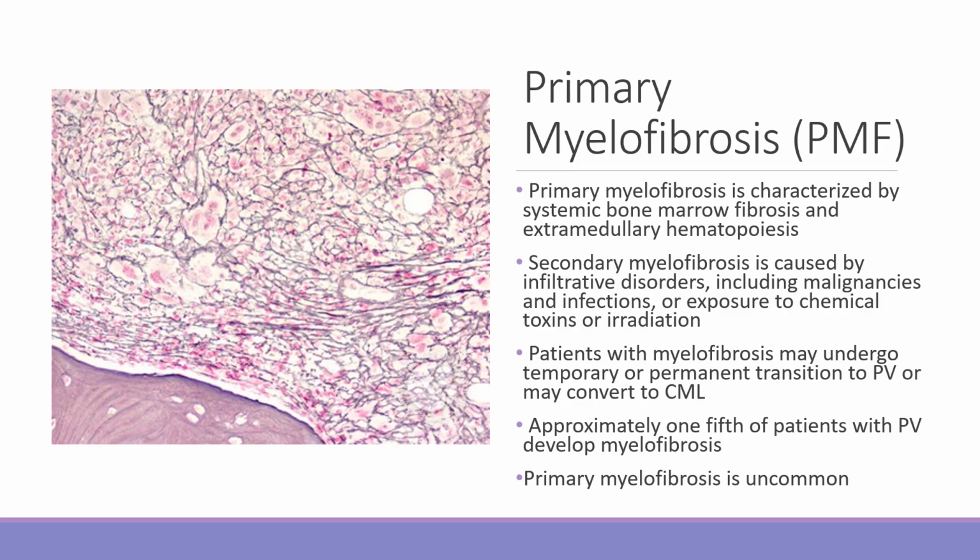Primary myelofibrosis is the next myeloproliferative disorder that I want to discuss with you. Primary myelofibrosis is characterized by a systemic bone marrow fibrosis and extramedullary hematopoiesis. Again, extramedullary hematopoiesis is just another term for hematopoiesis occurring outside of the bone marrow, and that can happen in the spleen, the liver, some of the lymph nodes. It is quite fascinating that our body can compensate when our bone marrow starts to fail us. It will do anything that it can to keep us healthy and strong.